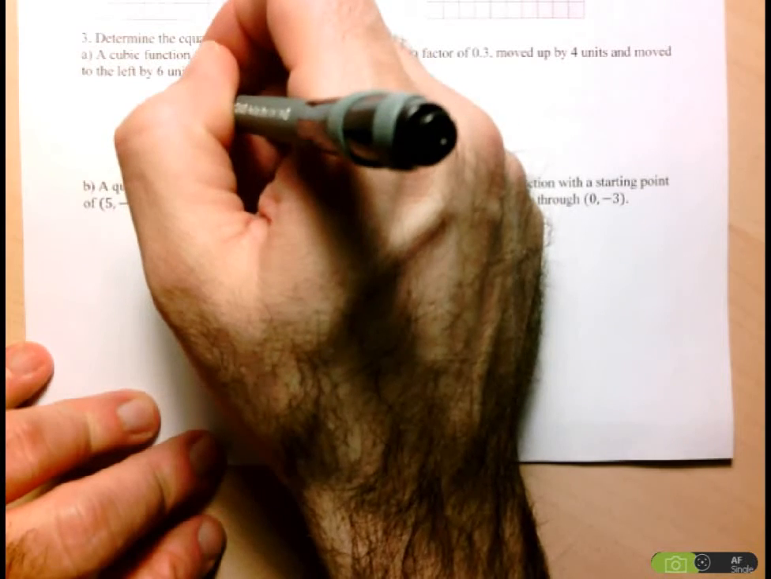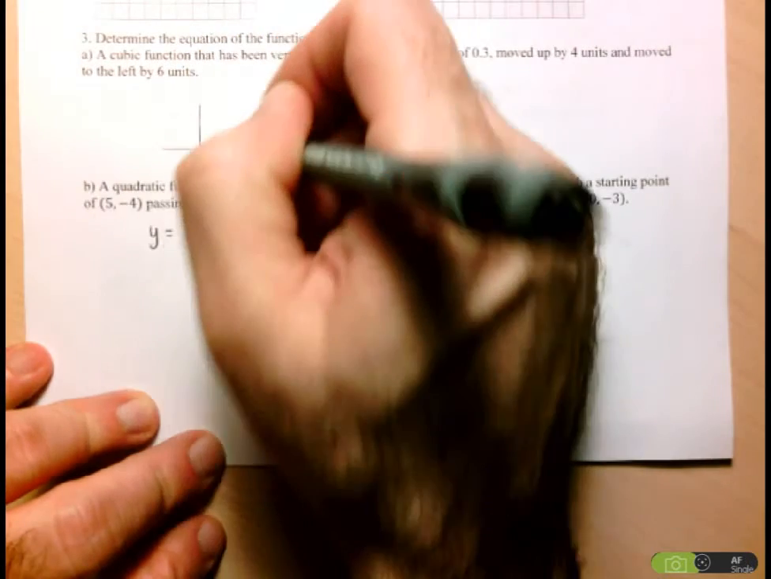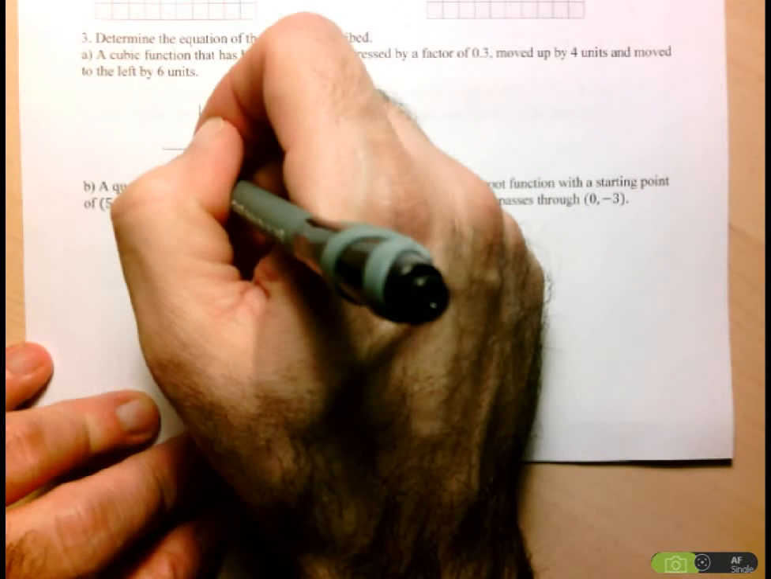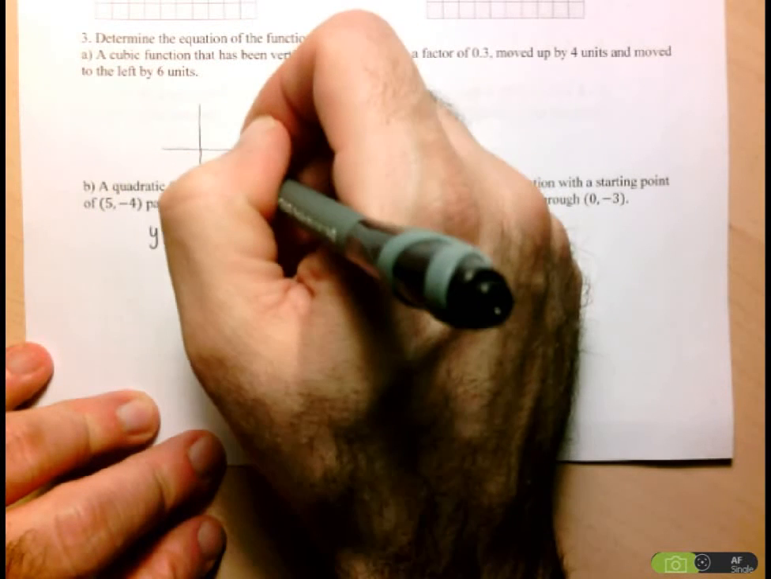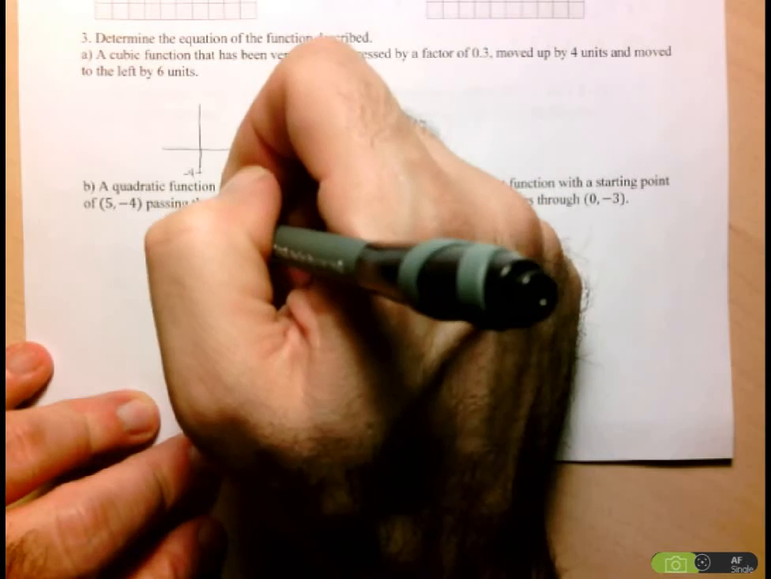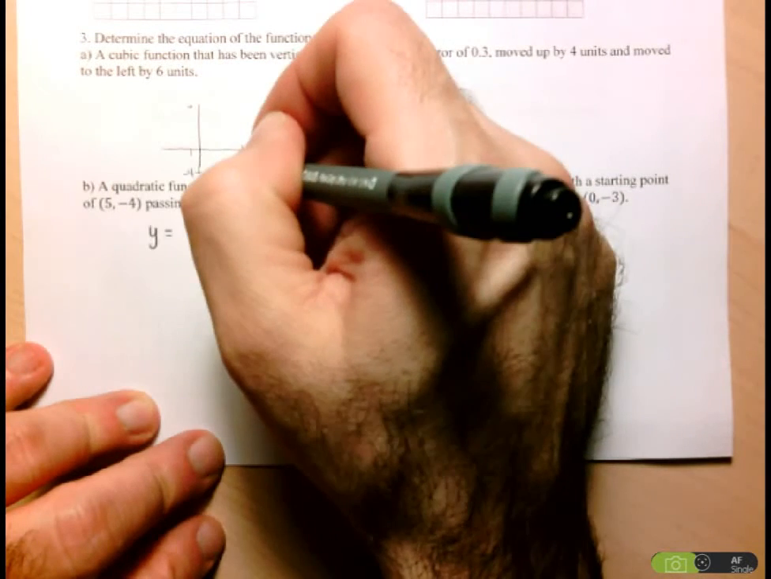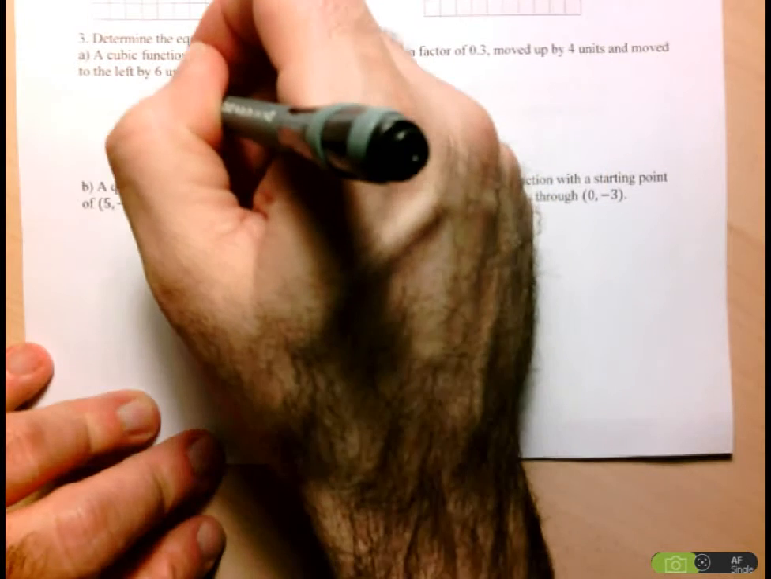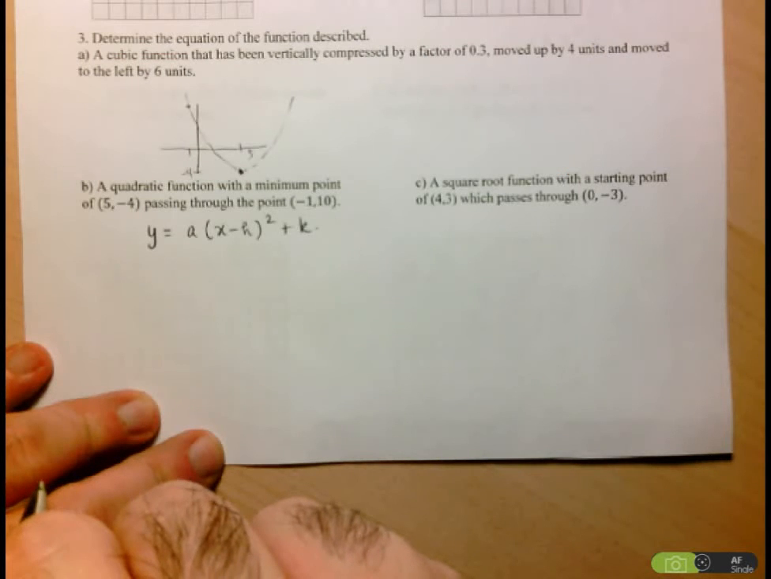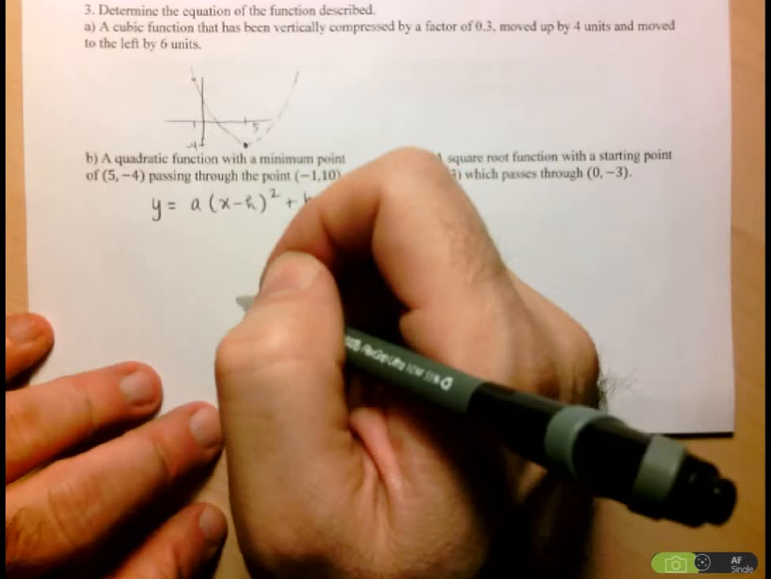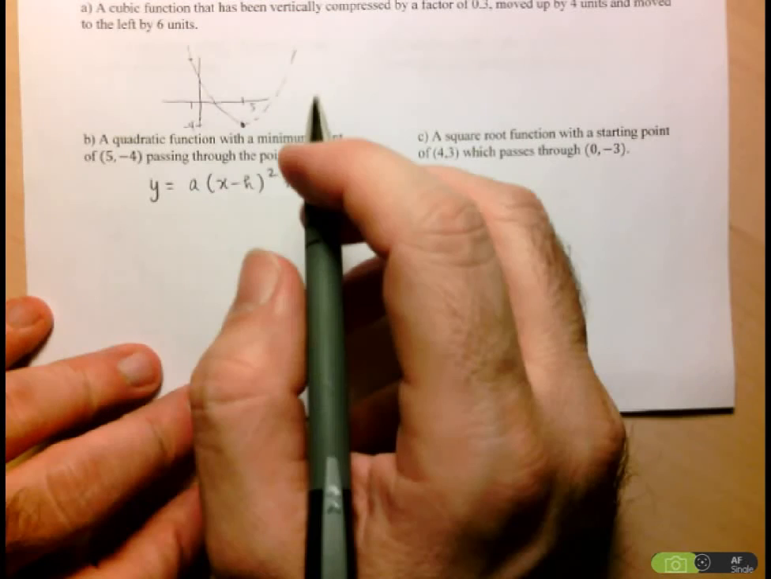So let's just draw ourselves a little graph just to help us out. So 5, negative 4. So there's our minimum point. And we know at some point it'll pass through negative 1, 10. Okay, so that's what our parabola looks like. Okay, so now let's identify what's important here.